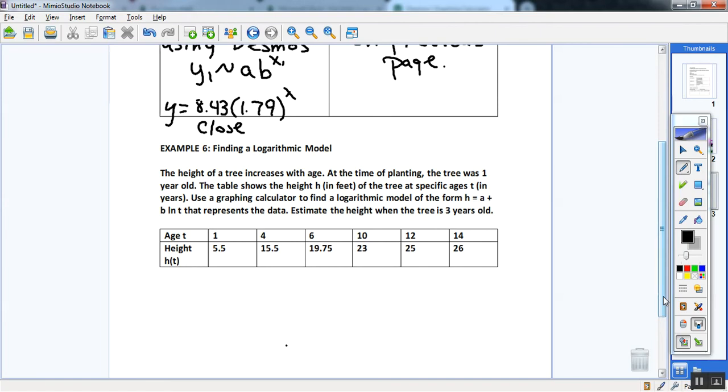Okay, the table shows the height, h, in feet of the tree at a specific age t. It says use a graphing calculator to find a logarithmic model of the form what, kids? H equals b times what, kids? Natural log of t. Now you need to understand something. Are there any x's and y's in here anymore? When we put stuff in Desmos or when we use technology, everything is based on which variables? X and Y. So X is like an input, Y is like an output. So this age T is kind of like my what, kids? And this height is like my Y.